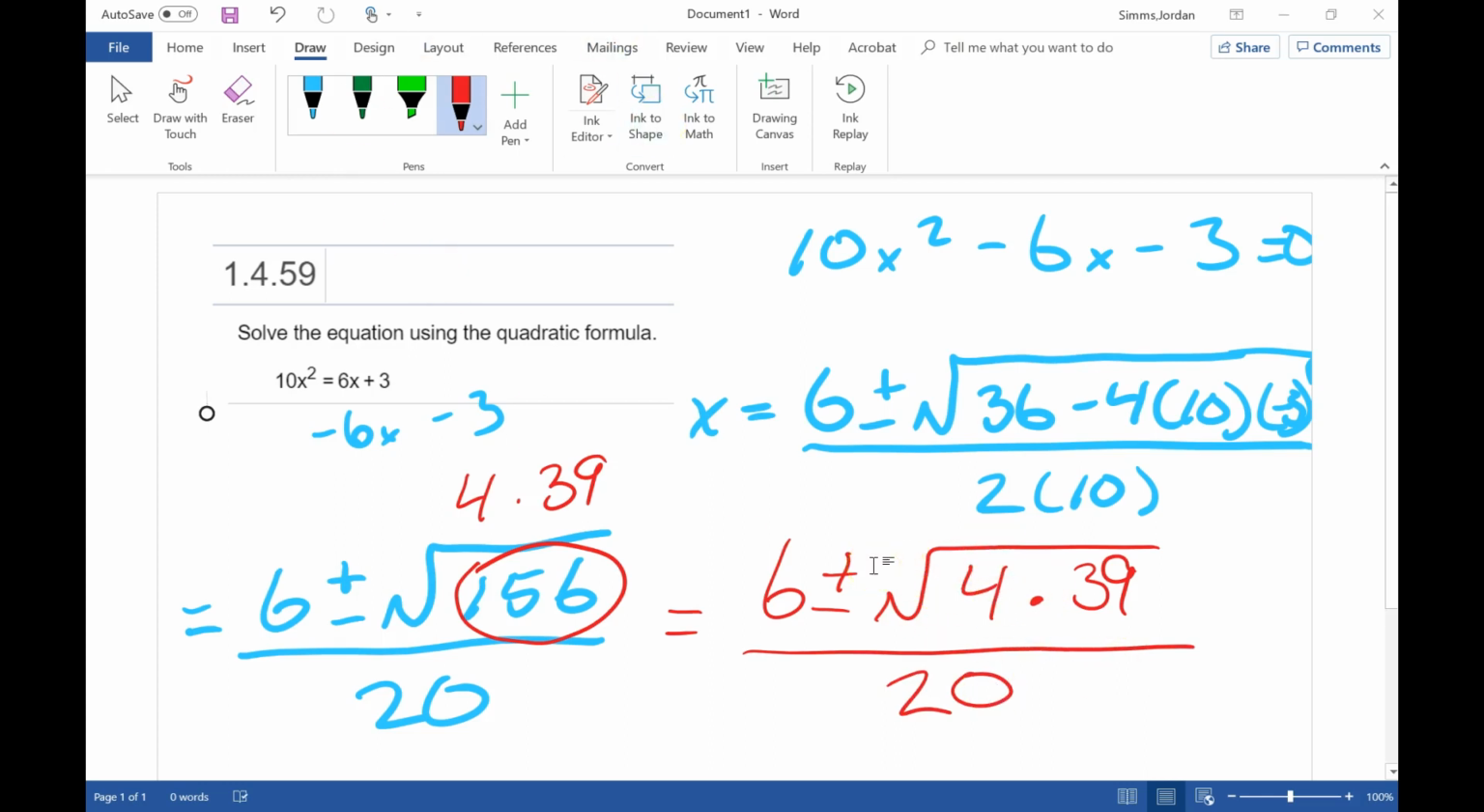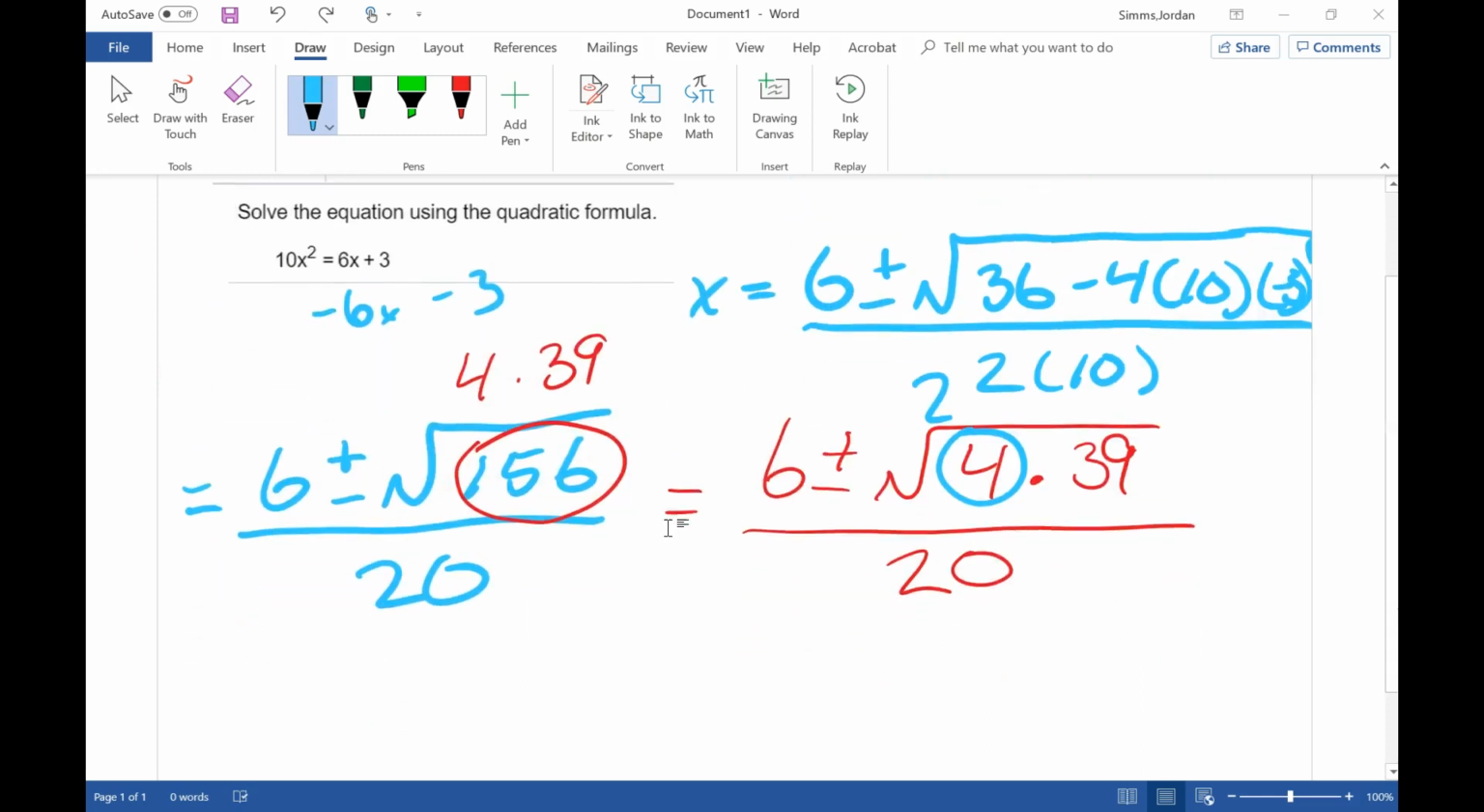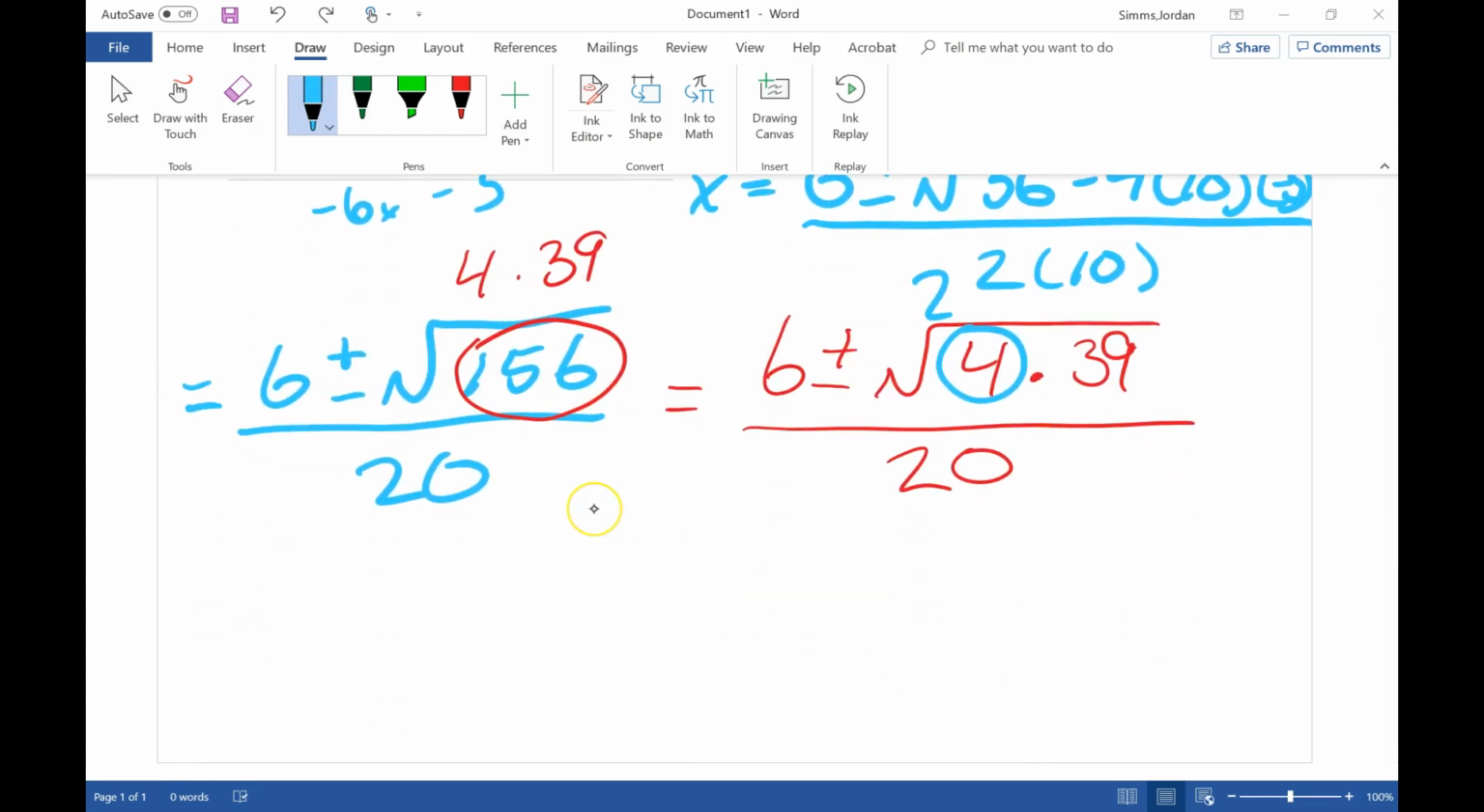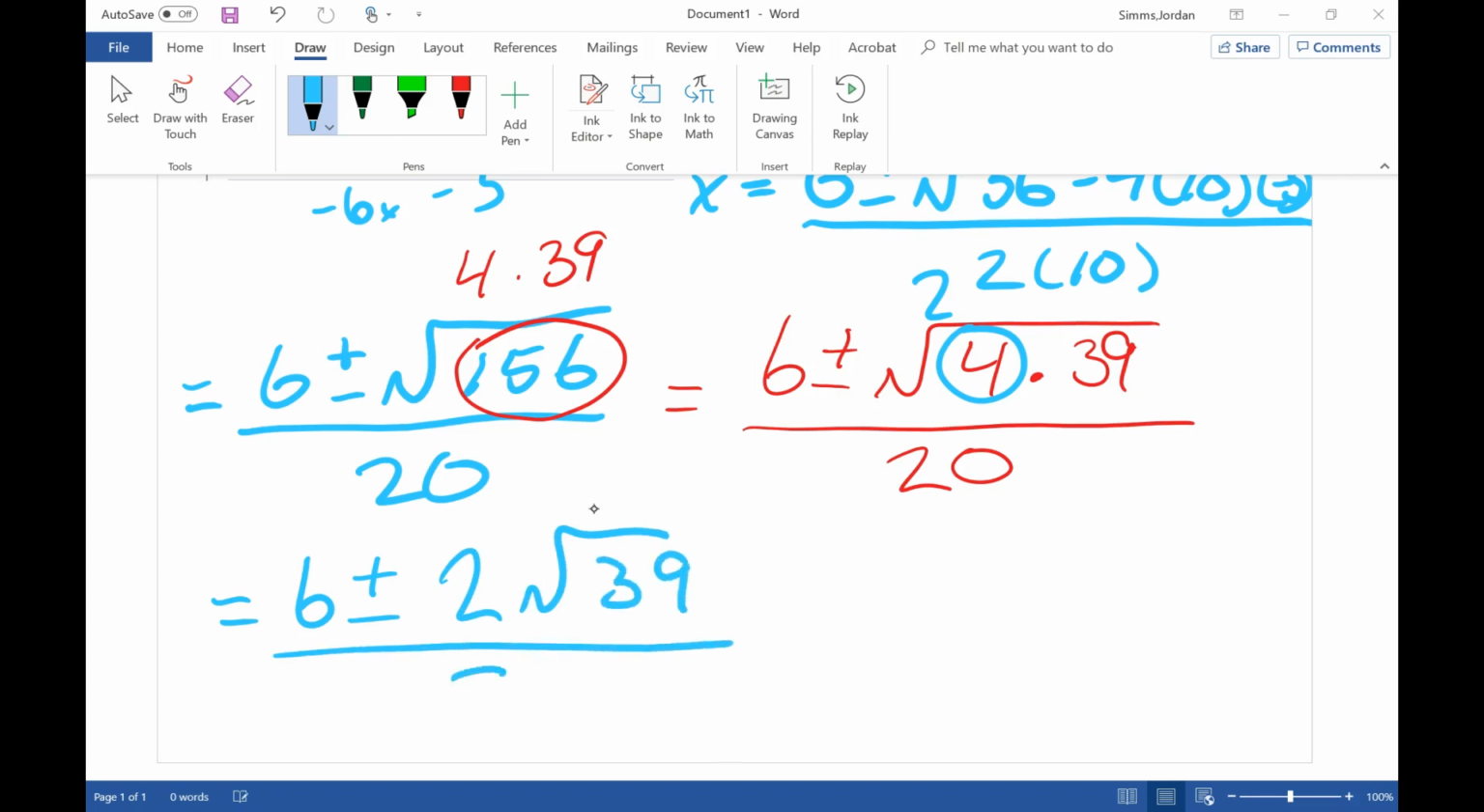So let's take the square root of 4. I can get my pen working. We know the square root of 4 is 2, so I can rewrite this again. So make some room, scroll down a little bit here. Our next line is going to be 6 plus or minus. Now the square root of 4 is 2, so this simplifies to 2 root 39 over 20.